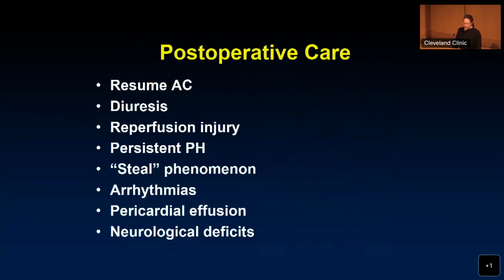So post-operatively, there's a lot of things that can happen, and some of you may encounter this as we're taking care of our patients in the hospital. Everybody needs diuresis. They need to go back on their anticoagulation. If people have persistent PH, that is something that sometimes we address even in the hospital, sometimes we don't. I'll give you a little bit more data about that in a second.